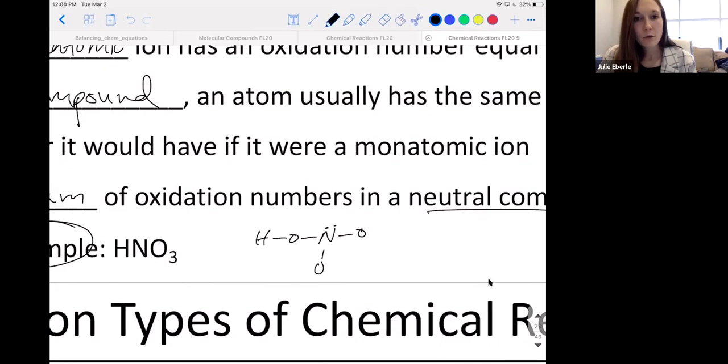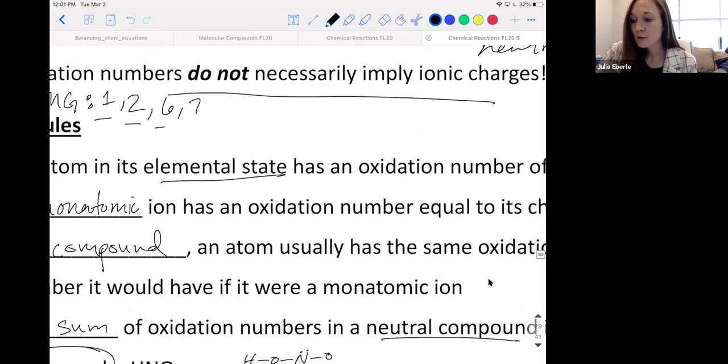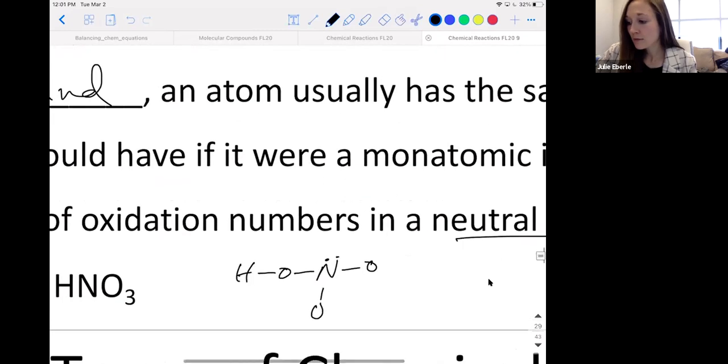If we had to go through and assign oxidation numbers, I would tell you to assign the elements that you know first. The ones you should know in a compound are anything in main groups 1, 2, 6, or 7. Those are the ones that have predictable oxidation numbers. Hydrogen's main group 1, so I'm going to give it a +1, because everything in main group 1 is always a +1. Oxygen's main group 6, so I'm going to give that a -2. Each of those has a -2.